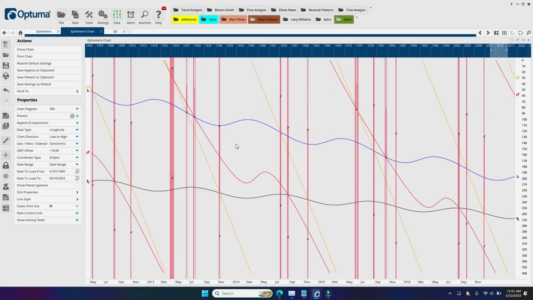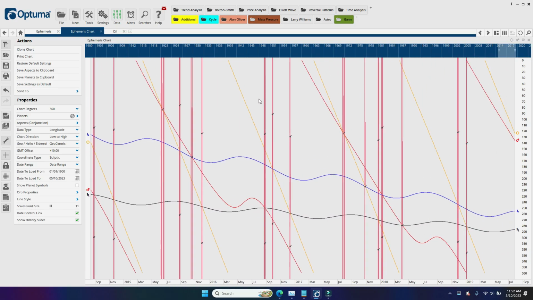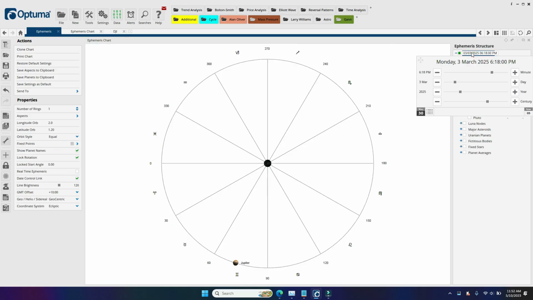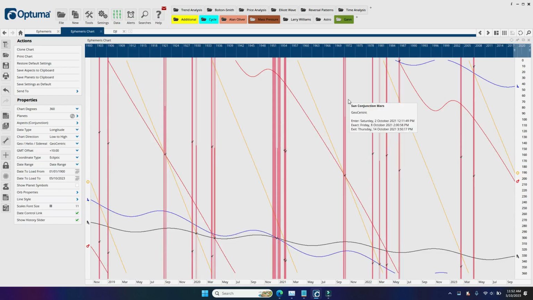This is another way to read the chart, and it gives us a quicker way of reading it because we're not having to move the planets forward in time to see which ones are occurring and which ones are clustering. We can get a list here of when the conjunctions are happening. And if we have this information, we can print it. I thought it would give me the information: save planets, save aspects to clipboard.